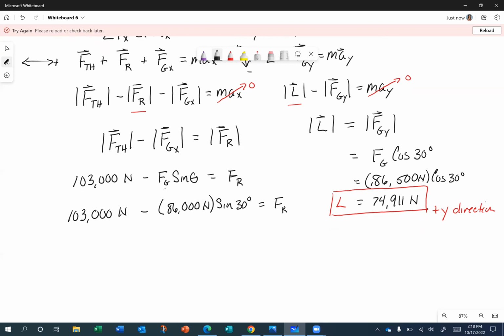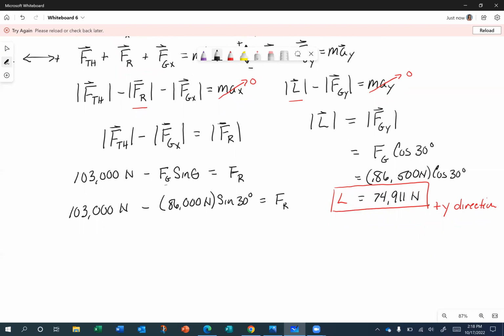And that comes out to be 59,000 positive, which tells you you assumed the right direction for that motion, and the air resistance is equal to the air resistance forces that act on this airplane. So again, being in the positive, that means you chose the right direction from the beginning, and it is going in that direction.